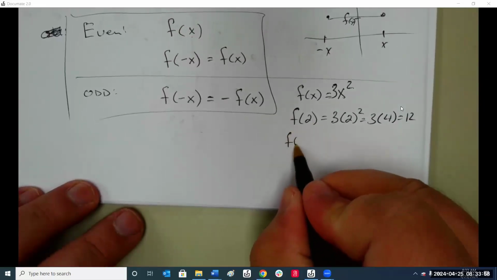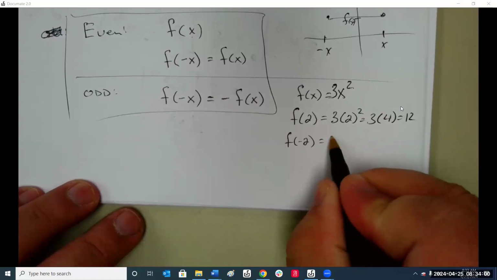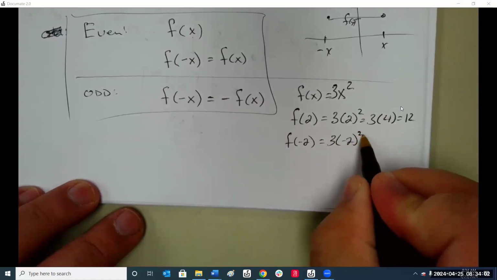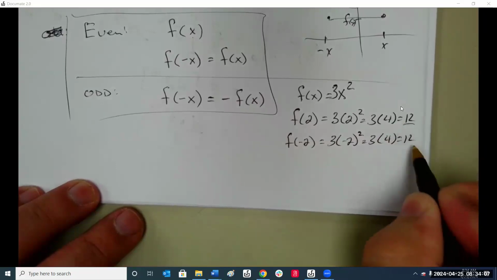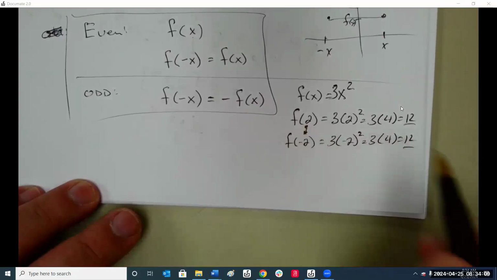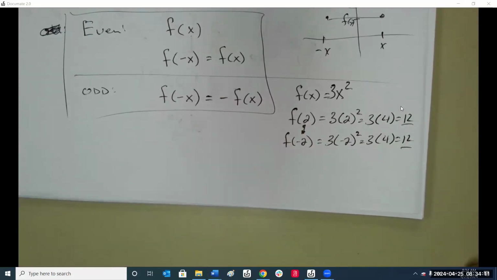Now, if I put a negative 2 inside there, 3 times negative 2 squared is still 3 times 4, still 12. I get the same number, even though I changed the sign of the input. That's an even function.